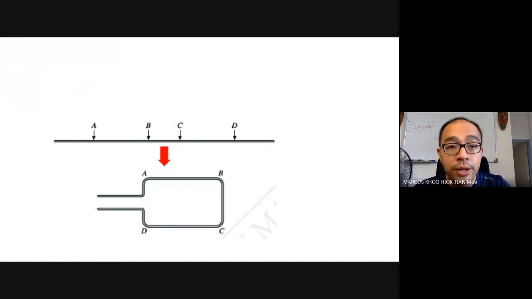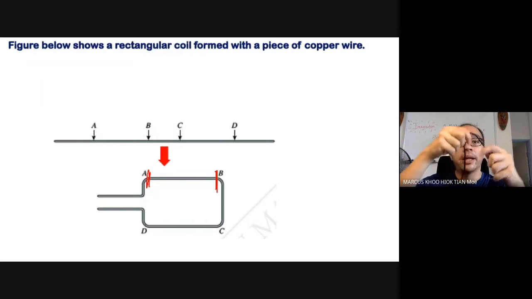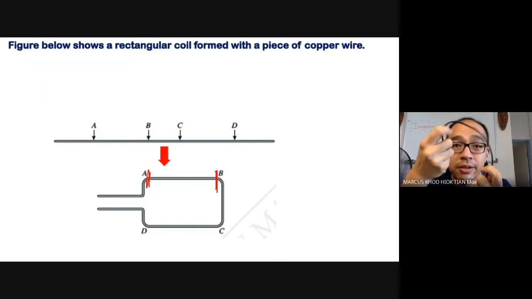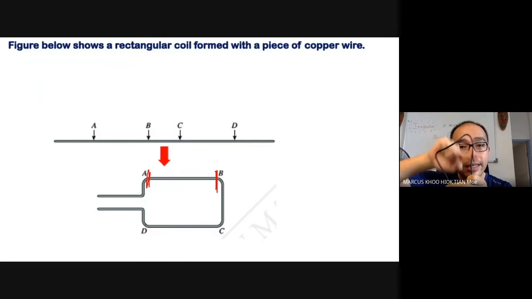So previously, we are only interested in just one piece of wire or one piece of copper rod. But now, I want to put it into a coil, and I want to put this coil into a magnetic field. So this is a rectangular coil formed with a piece of copper wire. So now I take that copper wire and I put it into a coil and I put this coil inside the magnetic field. So essentially, you're going to have this part inside the magnetic field and also this part inside the magnetic field.